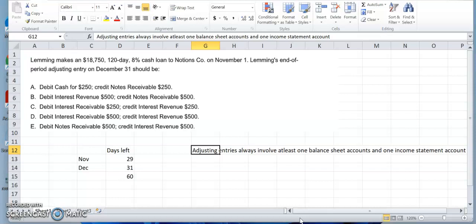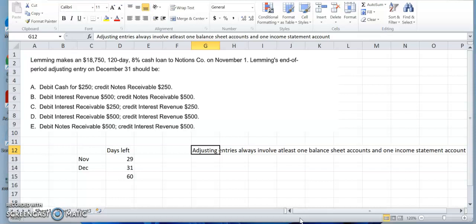Now, let's look at B. Debit interest revenue for $500, credit notes receivable for $500. Well, we're the ones receiving interest revenue, so we're not going to debit interest revenue, because if we debit interest revenue, that means our revenue account is going down. Remember, debits decrease revenue, credits increase revenue. So we know that's not right. Our revenue should be going up, so we can get rid of that.